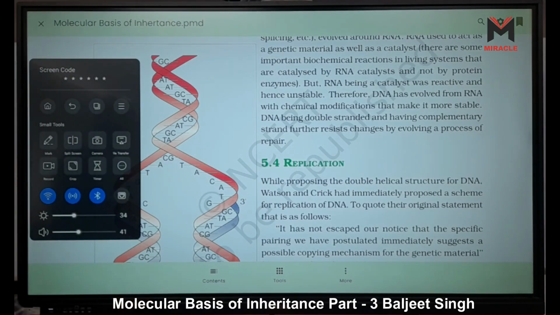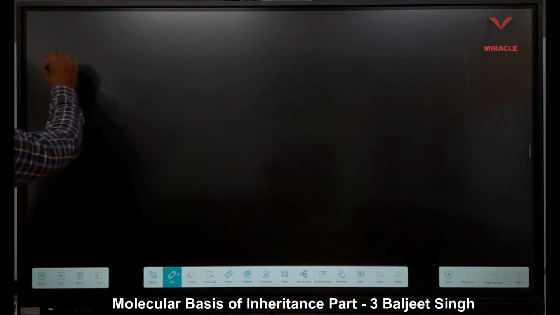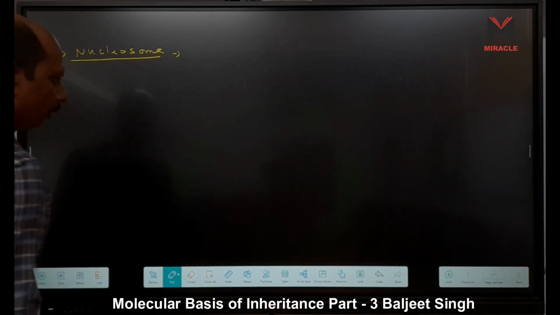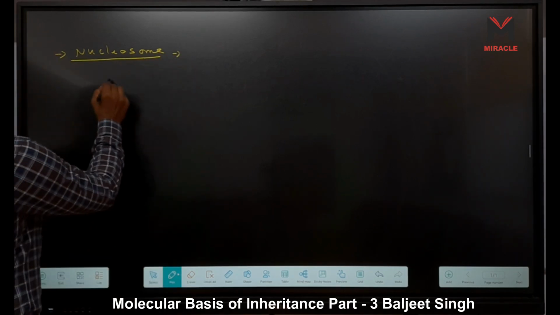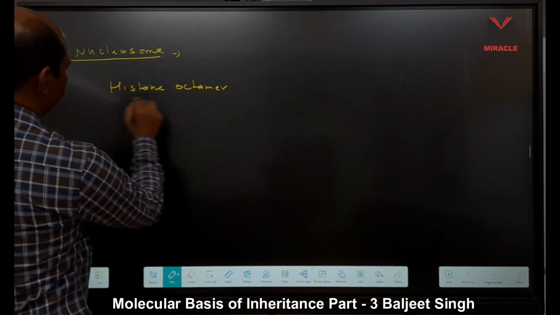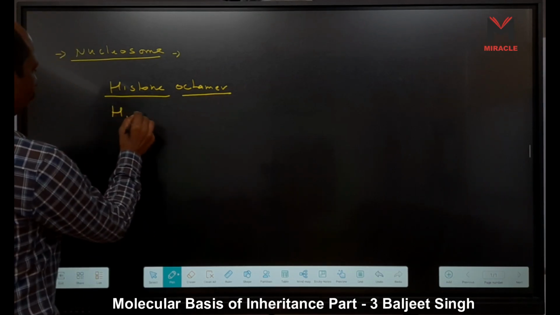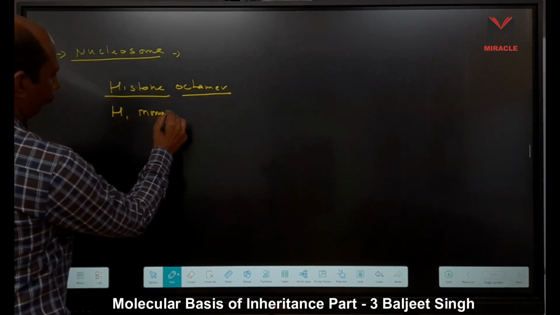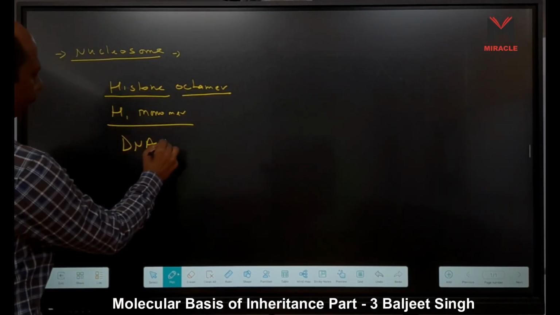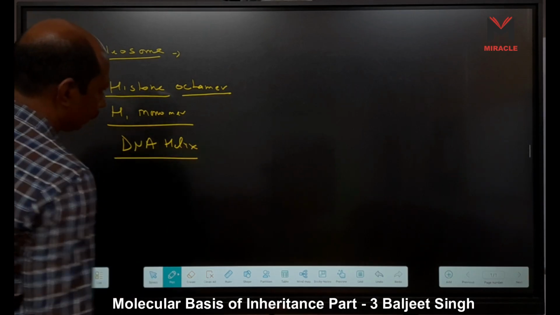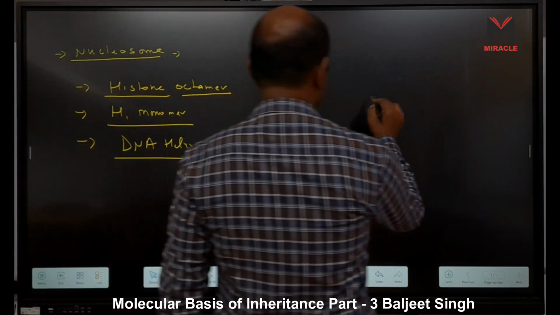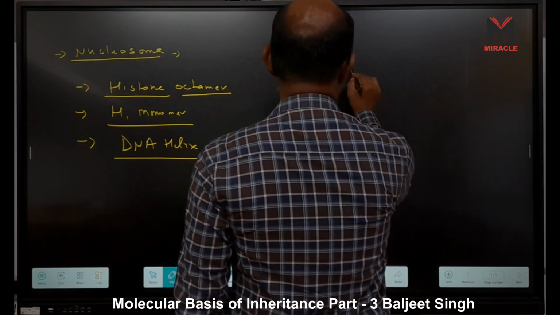Do you understand how a nucleosome is formed? You can see here. For the formation of a nucleosome, what happens? We know here histone protein, histone octamer, and histone 1 monomer, right? And DNA helix. These three components are responsible for the formation of the nucleosome. And look here, this is an octamer.